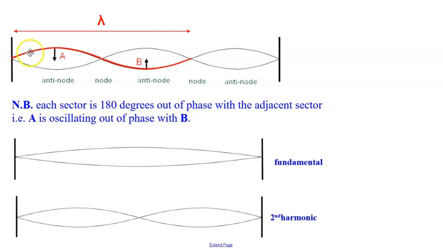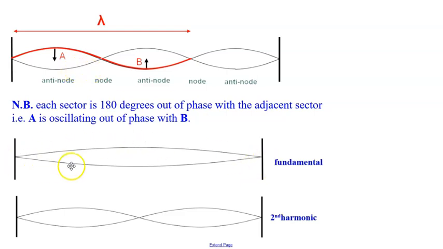So if we look at this left-hand loop here, all of these parts are moving down, and the right-hand loop, all of these parts are moving up. So these two waves are 180 degrees out of phase. That is different to a progressive wave, where we have a gradual change in phase all the way along from 0 to 360. So that's one key difference between standing waves and progressive waves.